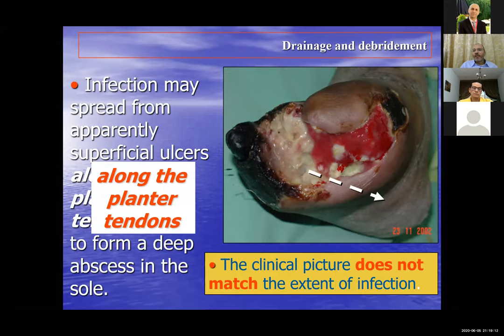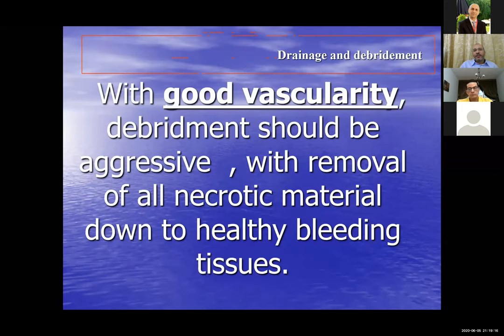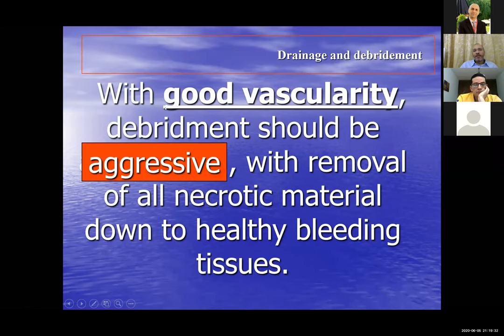So the clinical picture sometimes doesn't match the extent of infection in the foot. If there's good vascularity, the debridement should be aggressive: remove all necrotic tissue and all the unhealthy tissue until we reach bleeding tissue, if the vascularity is good and there's good pulsation in the foot.